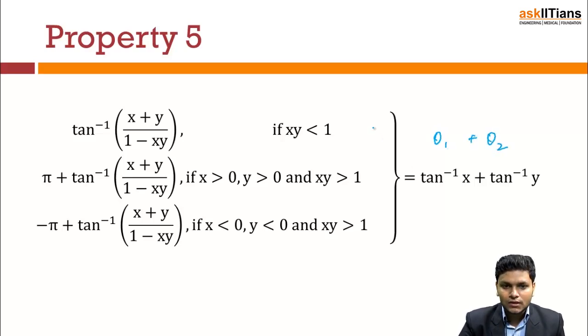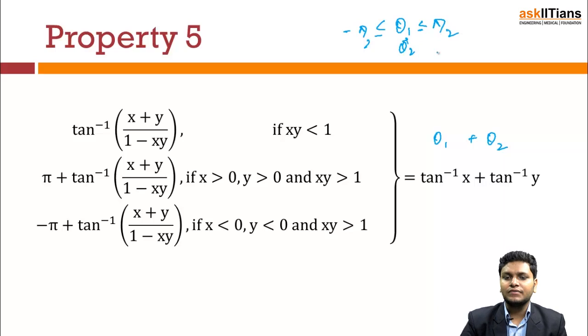Why is that the case? Let's understand. See, theta 1 is the one which is ranging from minus pi by 2 to pi by 2, and so does theta 2. But if I add them up, the range that it caters to becomes minus pi to pi. And if I want to write it in terms of tan, I cannot do the same thing.